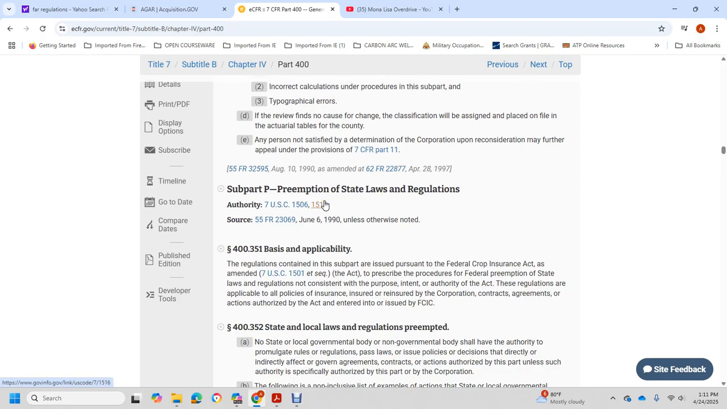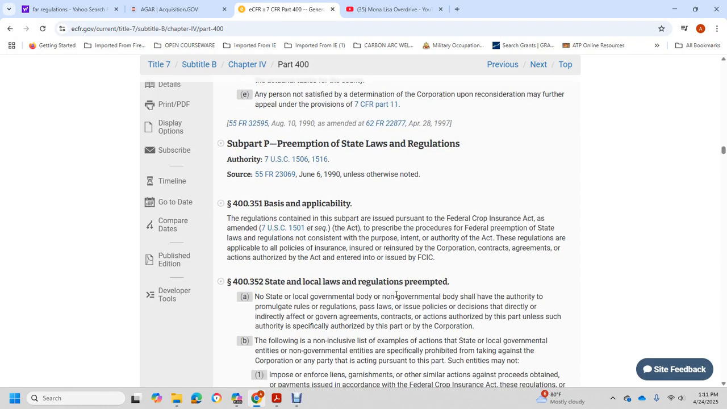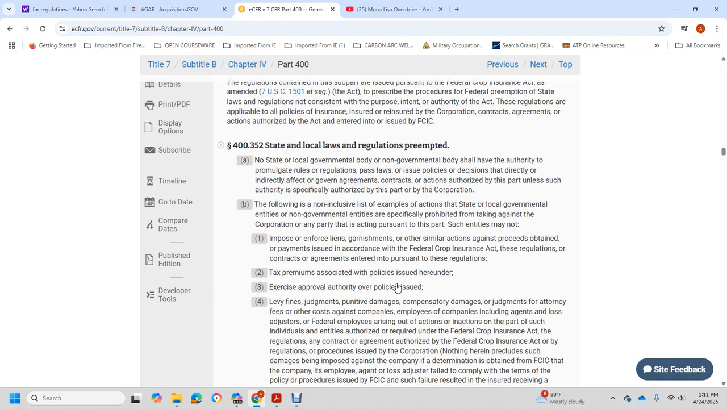this subpart, issued pursuant to the Federal Crop Insurance Act, as amended, Title 7, 1501 et seq., prescribes the federal premium initiative, and state law and regulation not consistent with the purpose and intent of the authority of the act are preempted. These regulations are applicable to the policy with the insurer, the reinsurer, and the corporation, contract agreements, and actions authorized for the action in terms of the issue of the Federal Crop Insurance Corporation, 403-852.